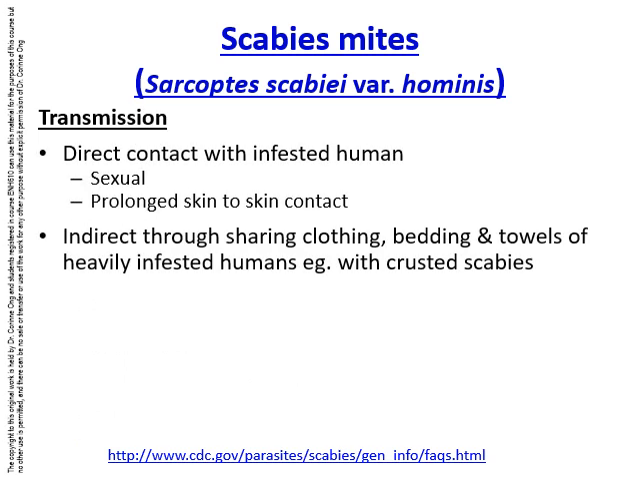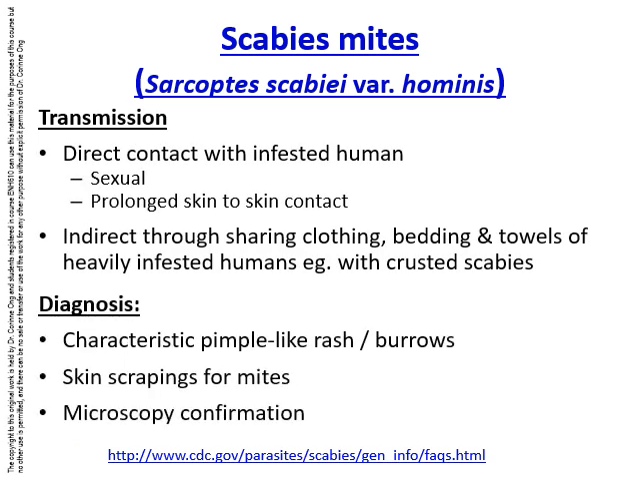Scabies can be transmitted through direct contact, and that is with an infested human being, either through sexual contact or prolonged skin-to-skin contact. It can also be transmitted indirectly through sharing clothing, bedding, or towels of heavily infested humans, especially those with crested scabies. Diagnosis is really looking for the characteristic pimple-like rash or burrows, and through skin scrapings to look for the mites, and using microscopy to confirm that the mites are present.